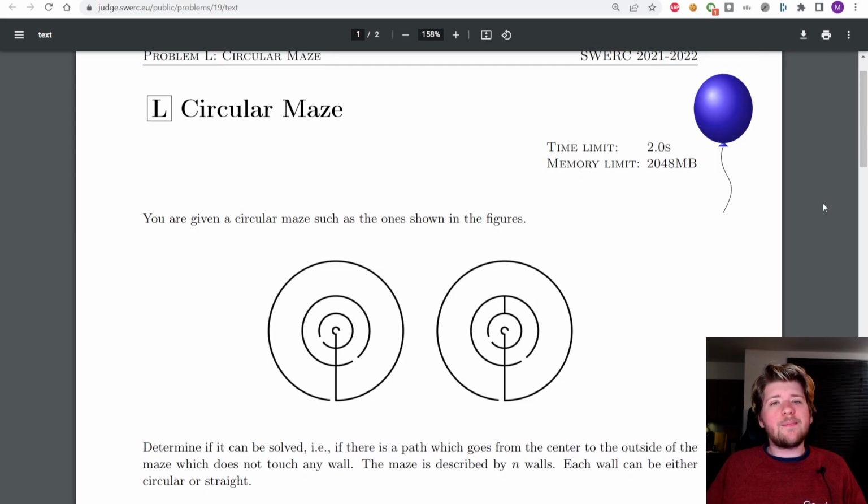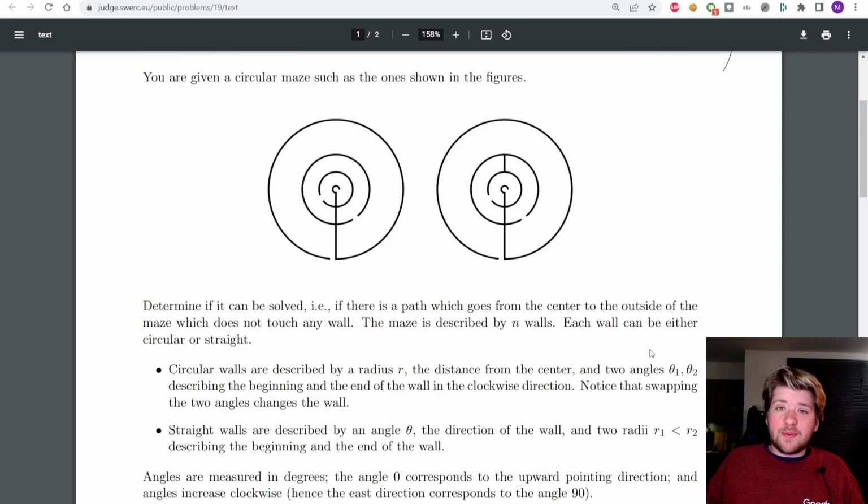The last problem I want to show in the European Programming Championships is this one. It's called Circular Maze, and you can already guess what's happening just looking at those two images. We are given a description of one maze like this, and we have to determine whether or not there is a path that goes from the outside to the center.